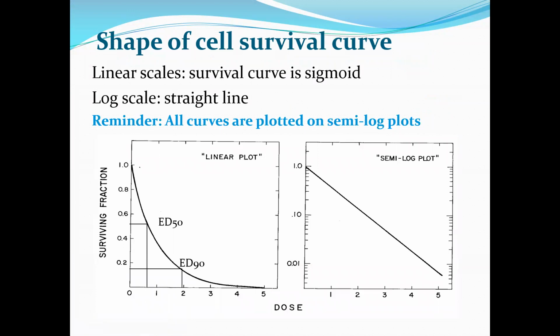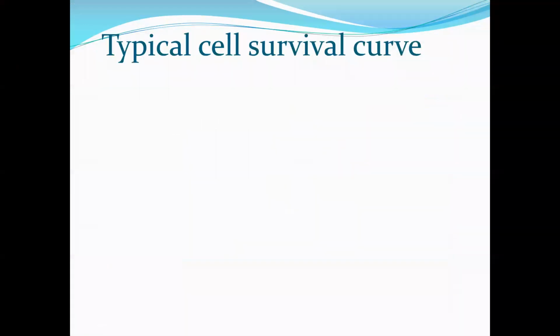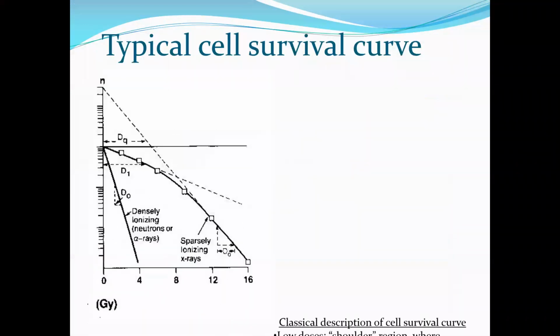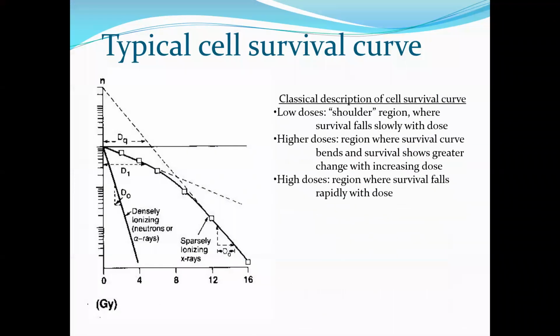Others? Okay. So remember, by the first look of a survival curve, you should be able to say, yes, densely ionizing are more sensitive than sparsely ionizing. Second, sparsely ionizing shows a shoulder or shows a repair phenomenon. These two things you should be able to say.